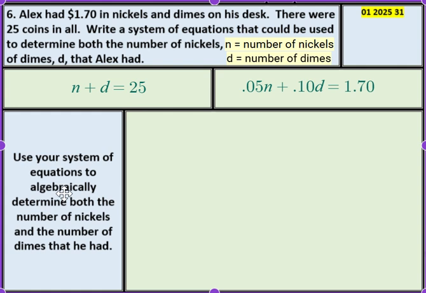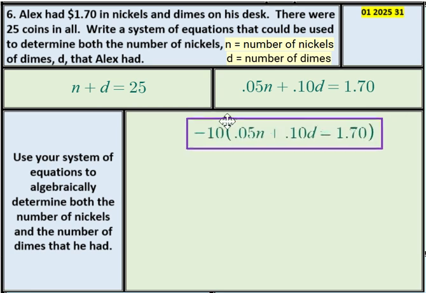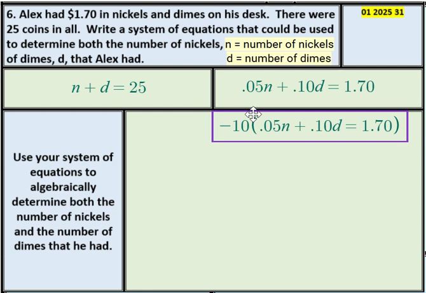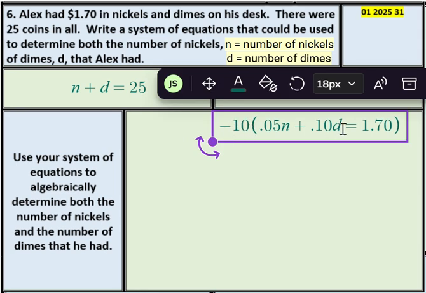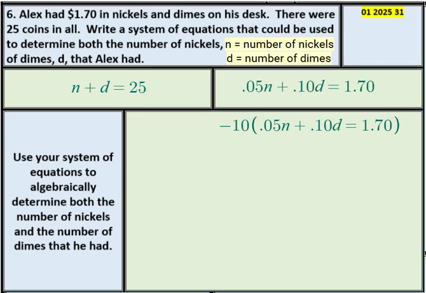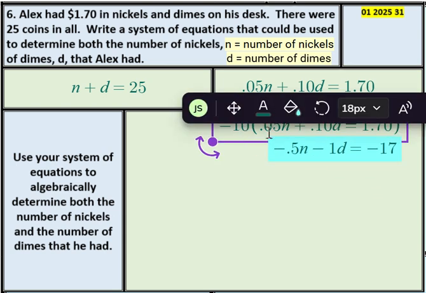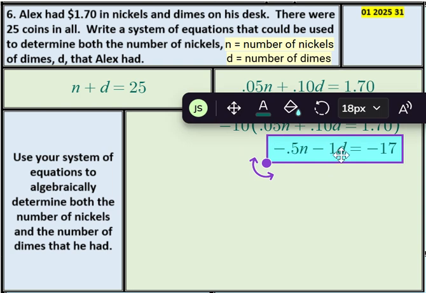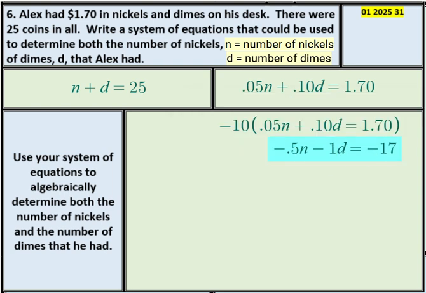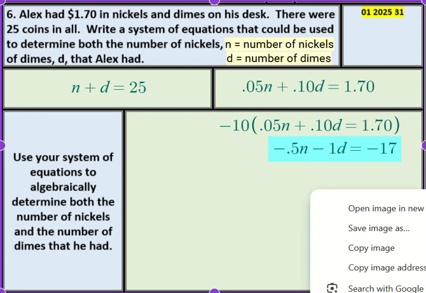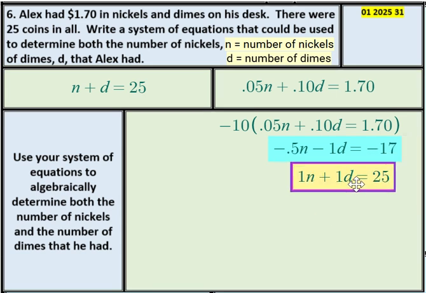So now what I want to do is eliminate one of these variables because it says I have to solve this system of equations algebraically. So I want to distribute a negative 10 through the second equation. And the reason is because negative 10 times 10 is going to help me make the D go away. So I have negative 0.5n, because that 10 multiplied the 0.05 to 0.5, I have minus D equals 17. And then my other equation, I just put the ones in front to make sure that I do the math appropriately.